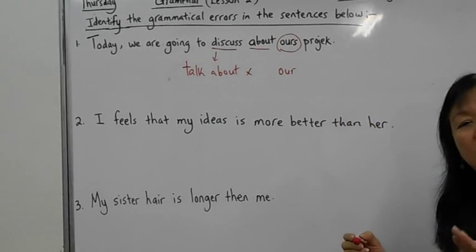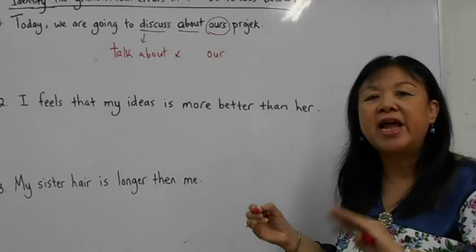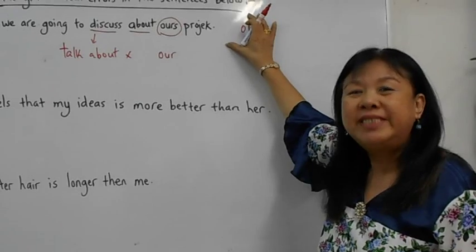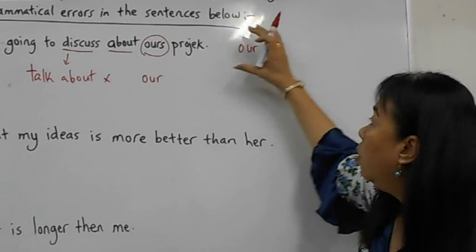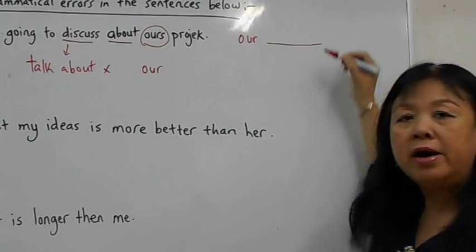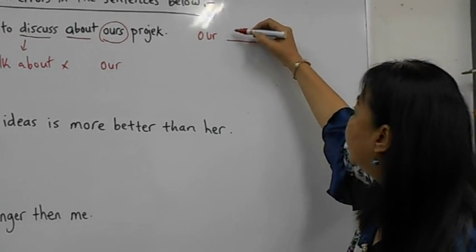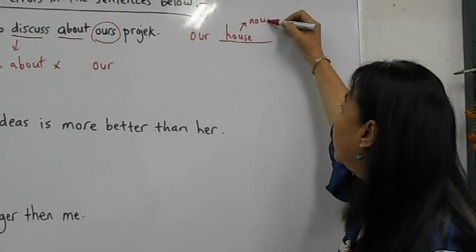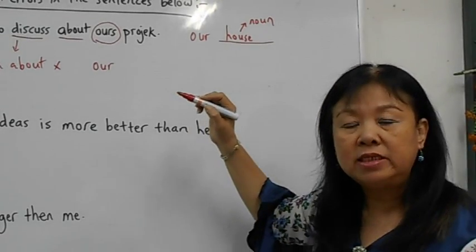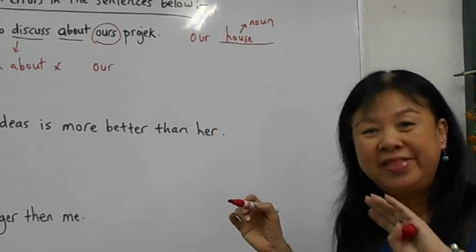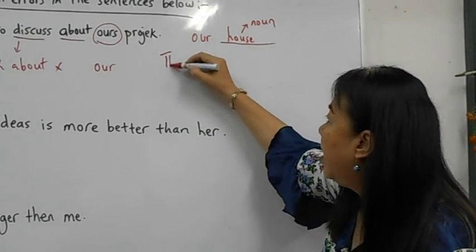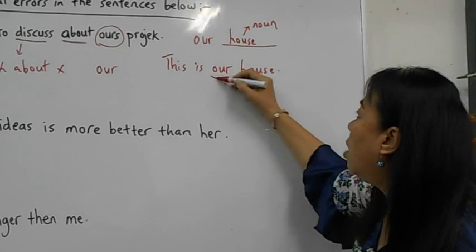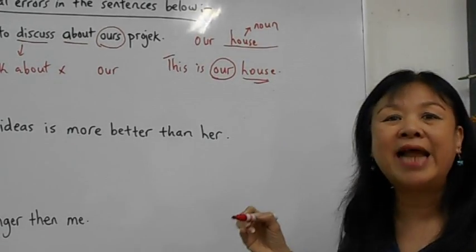Secondly, we do not say ours, but rather we say our. Now what is the difference, or how do we differentiate between ours and our? When we use the word our, it is possessing or having something. When you have the word our, there must be a noun here. Example, our house. So house is a noun. So if I were to make a sentence using the word our and ours, you will then see the difference. I would say, this is our house. Our is used to describe a noun.